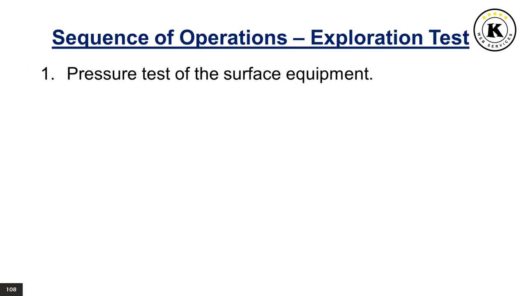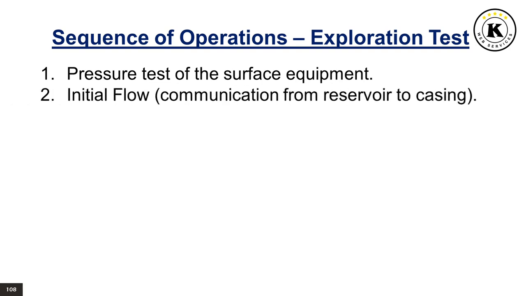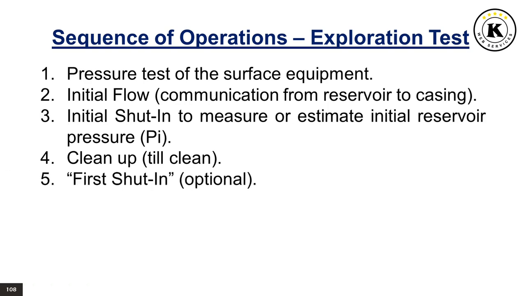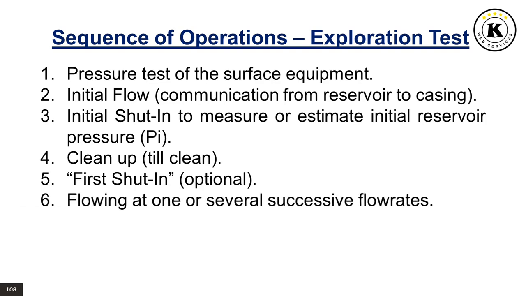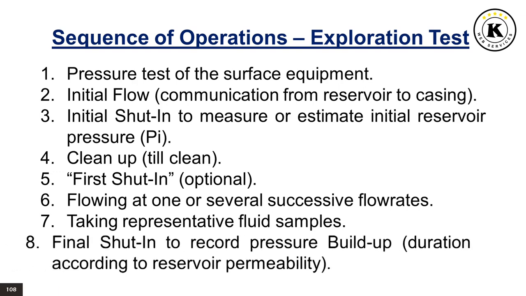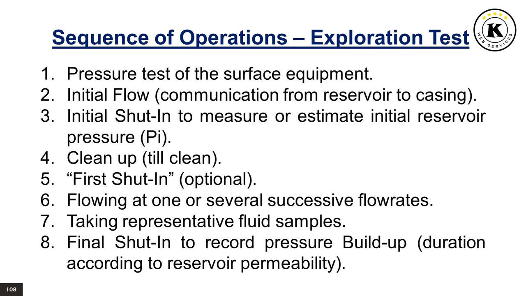Sequence of operations, exploration test. 1. Pressure test of the surface equipment. 2. Initial flow, communication from reservoir to casing. 3. Initial shut-in to measure or estimate initial reservoir pressure, PI. 4. Clean up, till clean. 5. First shut-in, optional. 6. Flowing at one or several successive flow rates. 7. Taking representative fluid samples. 8. Final shut-in, to record pressure buildup, duration according to reservoir permeability.